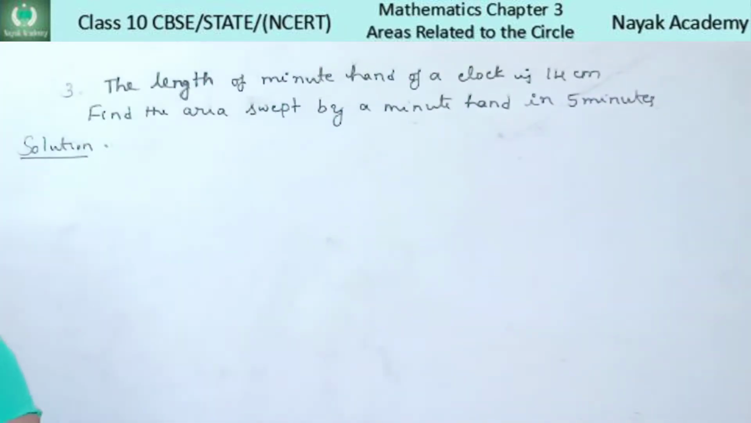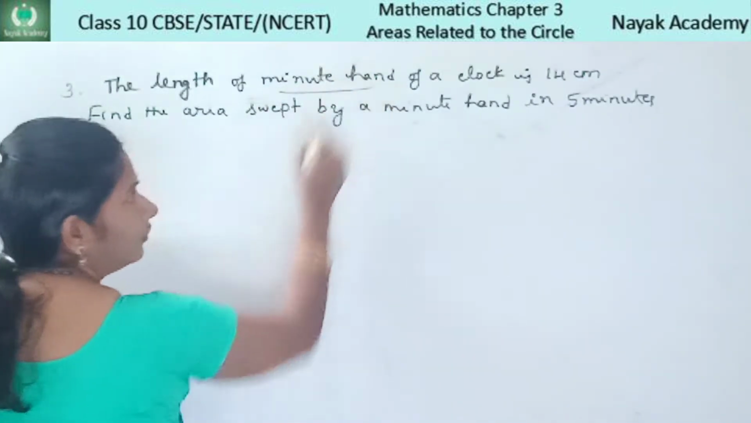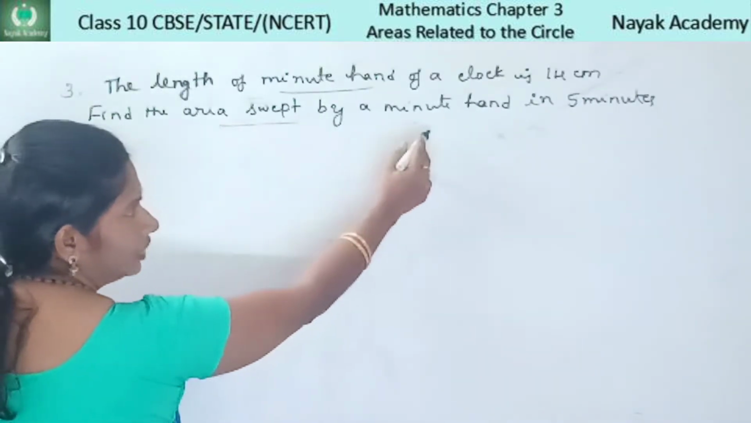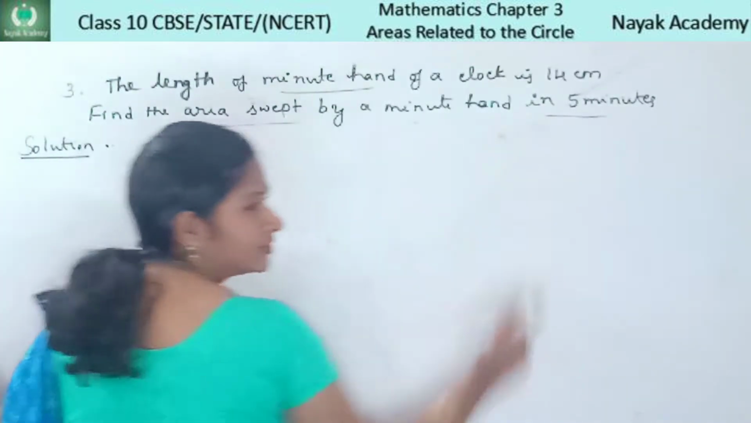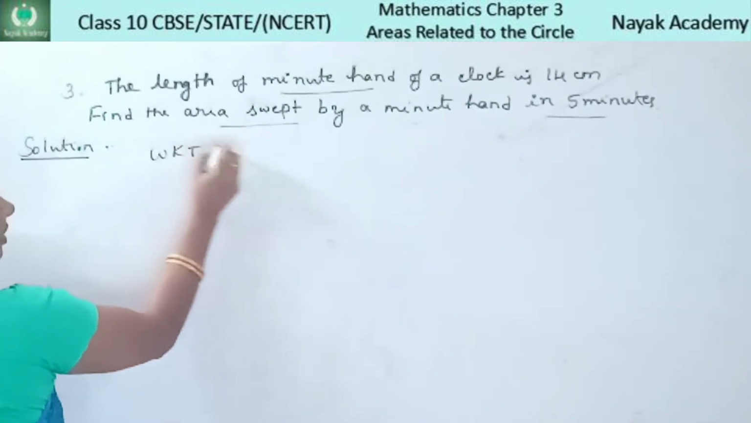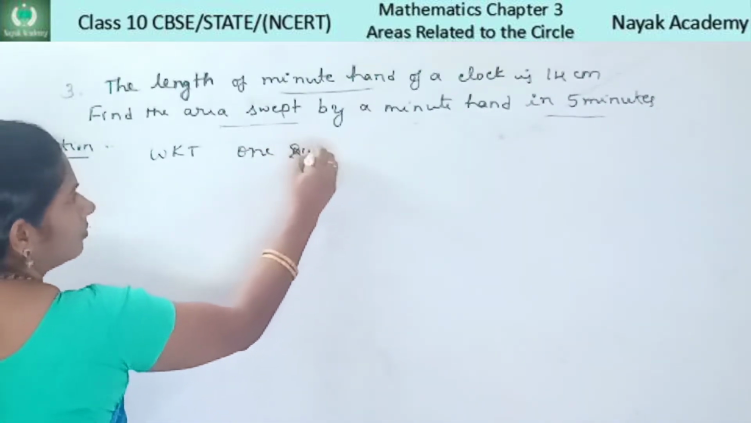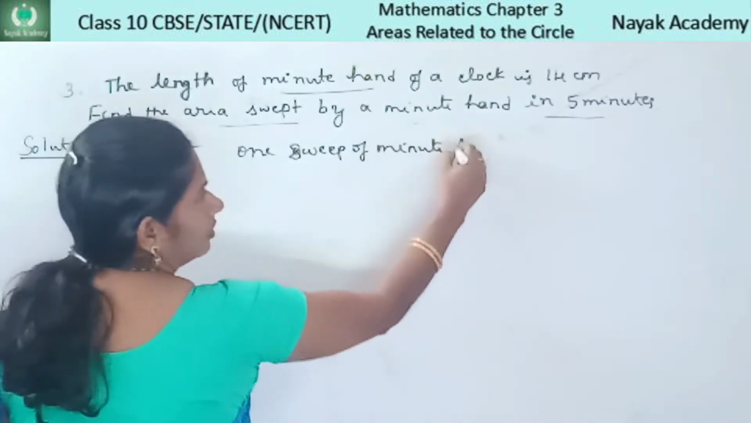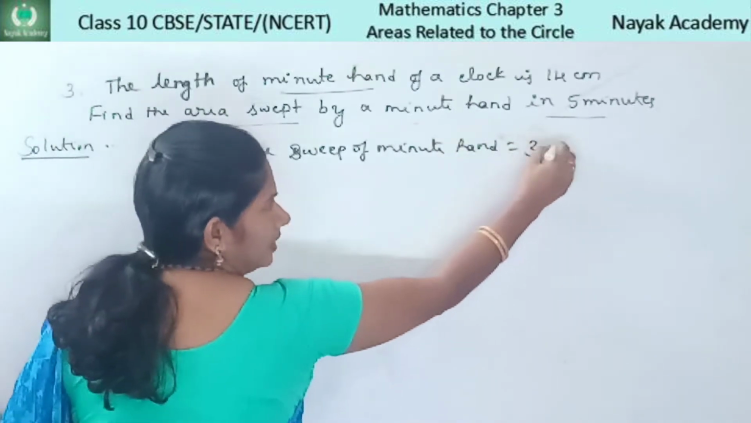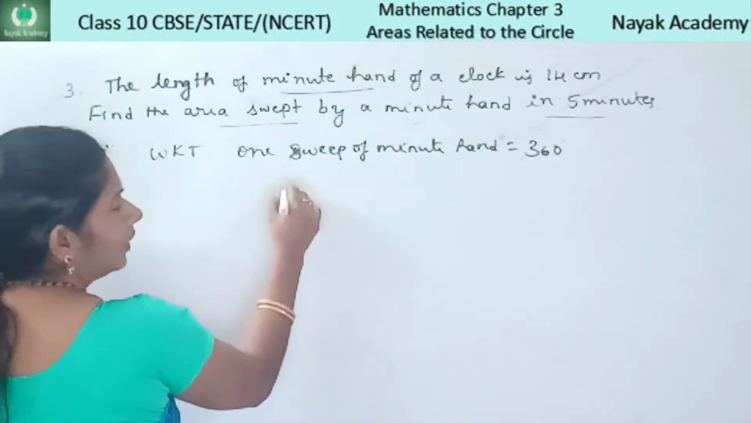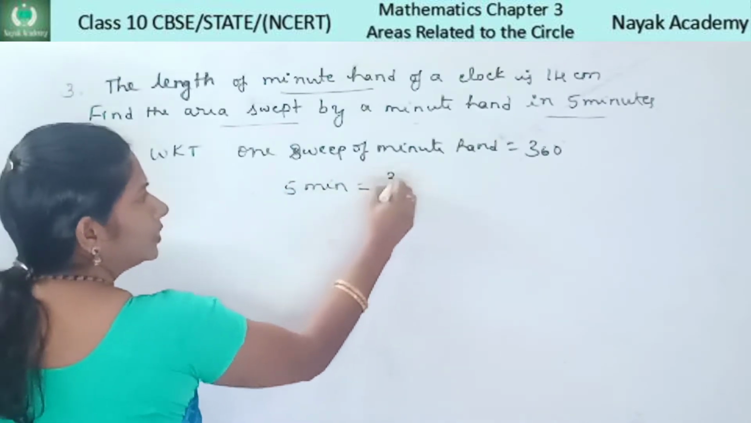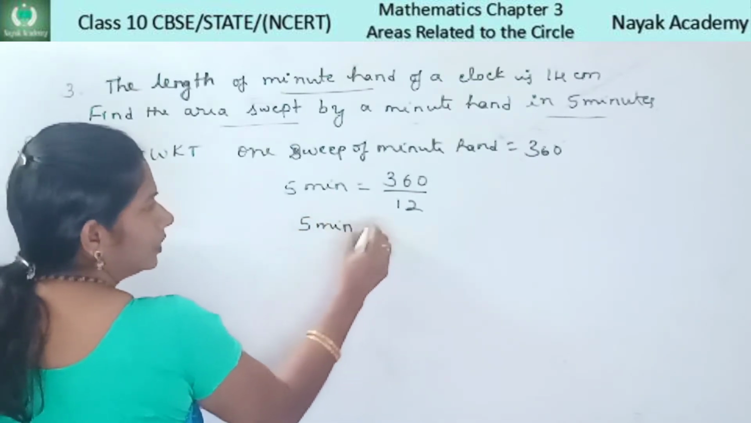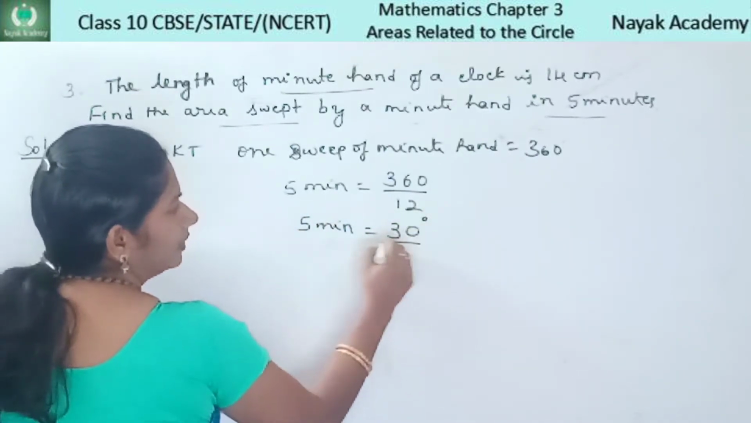Coming to the third problem, the length of the minute hand of a clock is 14 centimeter. Find the area swept by the minute hand in 5 minutes. We know that one sweep of the minute hand is equal to 360 degree. Therefore, 5 minutes is equal to 360 divided by 12. So, 5 minutes is equal to 30 degree.